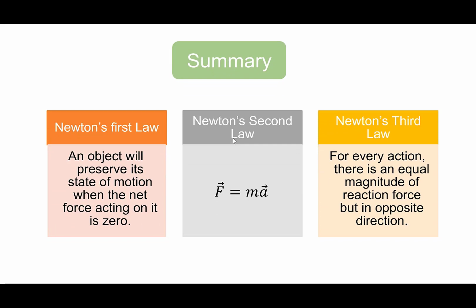As a summary, Newton's first law gives us the idea that an object will preserve its state of motion when the net force acting on it is zero. Newton's second law states that when the net force is not zero, the object will accelerate. Mathematically, you could write this as F equals ma. Last one, Newton's third law states that for every action, there is a reaction force of equal magnitude but in the opposite direction.